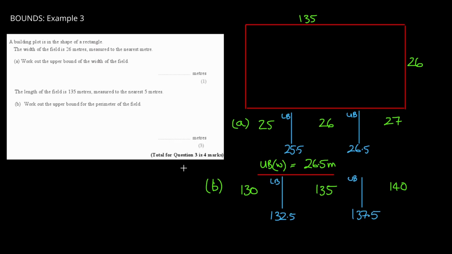137.5. Now they're asking us to work out the upper bound of the perimeter of the field. So we need upper bounds of everything. This length will be 137.5. So will this bottom one.